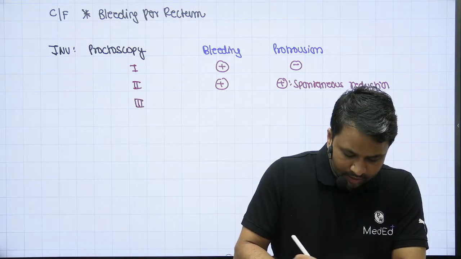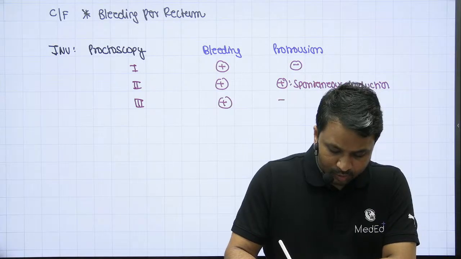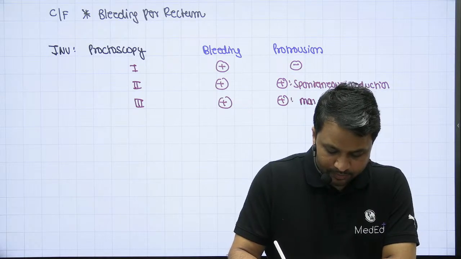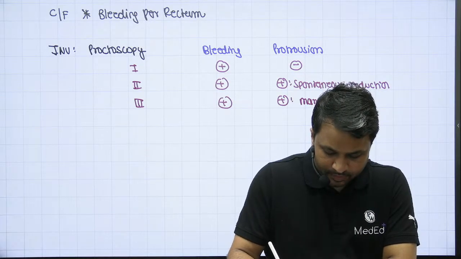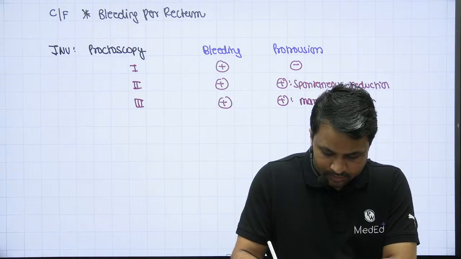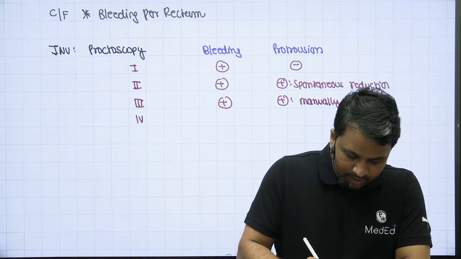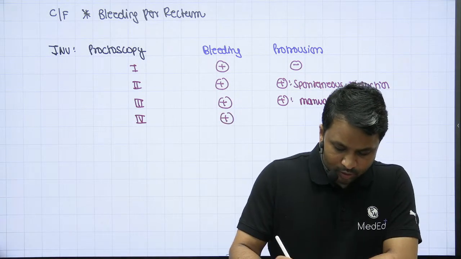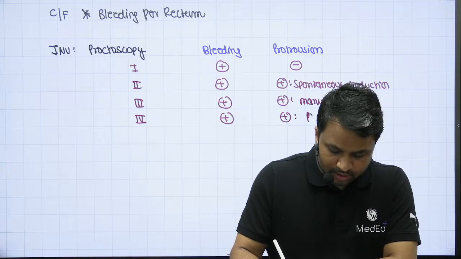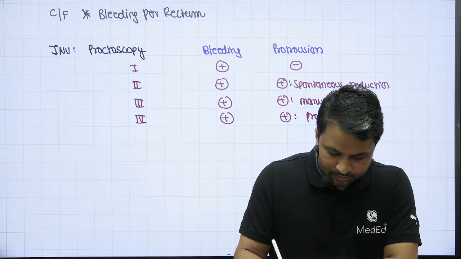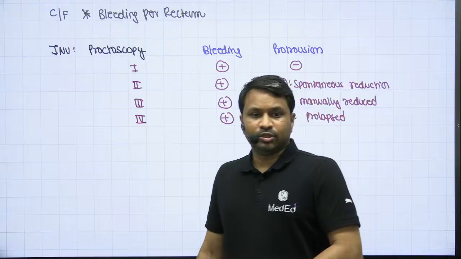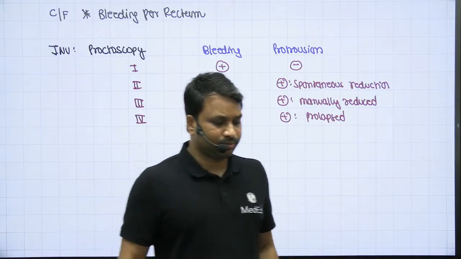Grade 3, there is presence of bleeding, and protrusion is there, but it is manually reduced. Then it is grade 4, where bleeding is present, protrusion is also present, but here it is prolapsed.